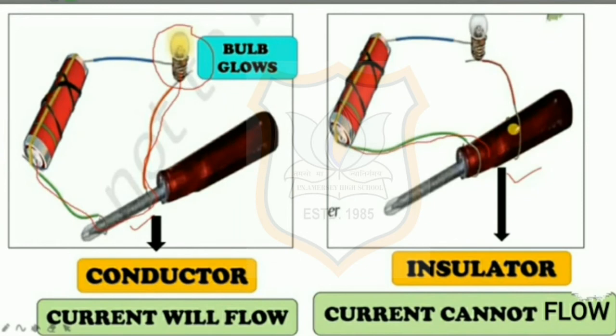In this slide, you can see how the bulb glows with a conductor, because the wires are attached to the metal of the screwdriver. With an insulator, the current will not flow because the wires are attached to the plastic.